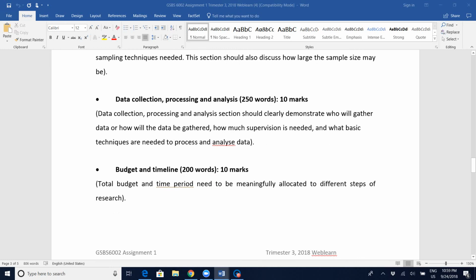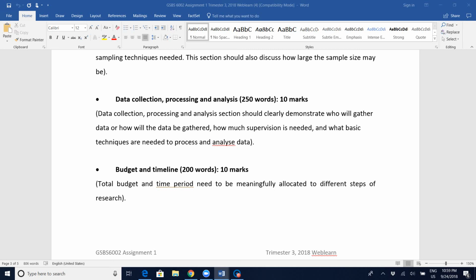The next section is budget and timeline. This is also an important part. You should provide a hypothetical budget and a hypothetical timeline. Although they are hypothetical, they should be reasonable. Budget and timeline should be segregated into different stages of research, for example, research design, data collection, data analysis, report writing, and so on. So you need to write down how much cost you are expecting for each of these stages and how much time you will allocate for each of these stages.